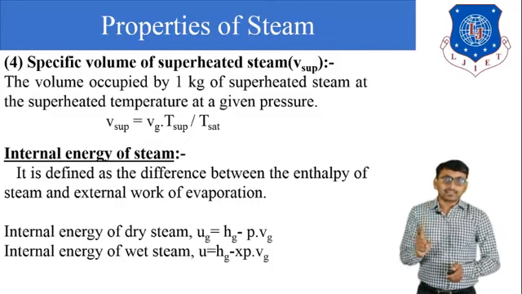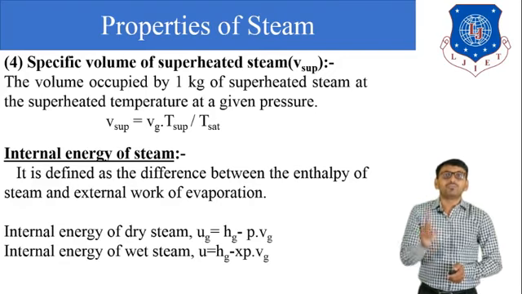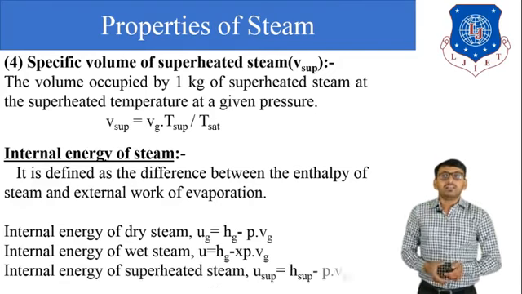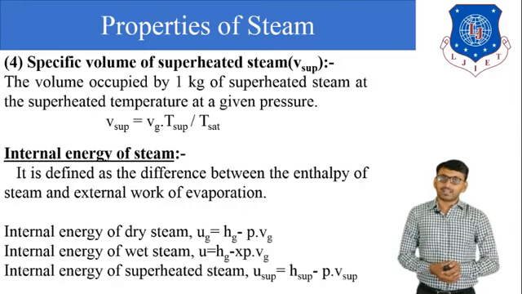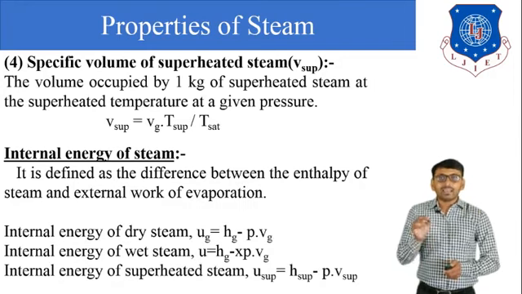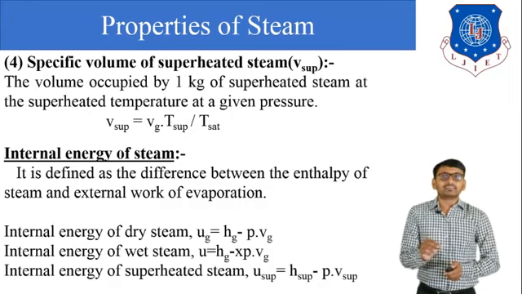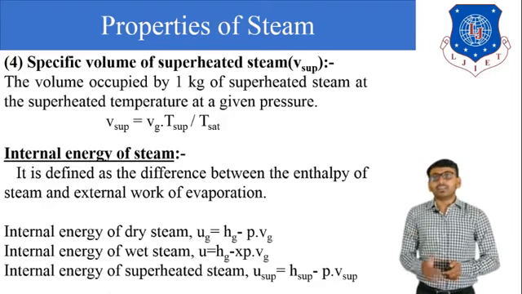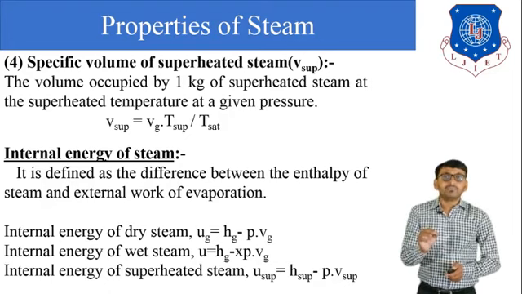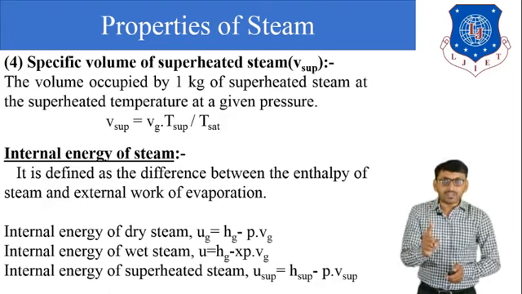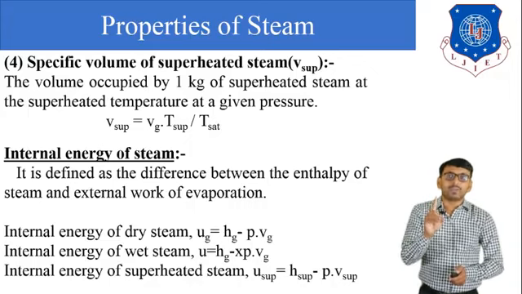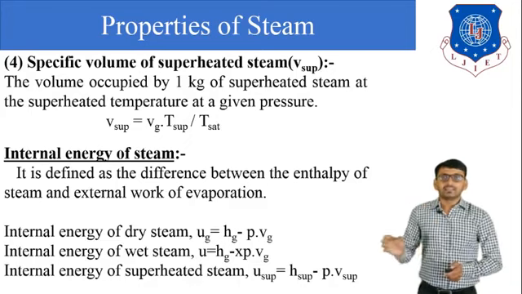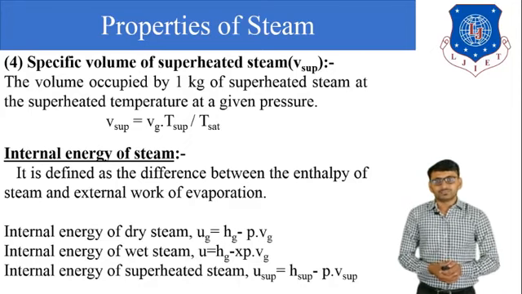What do you mean by X? Dryness fraction of wet steam. Then internal energy of superheated steam, U superheated is equal to H superheated minus P into V superheated. So this is about internal energy of steam. It is the difference between enthalpy and external work of evaporation. And we discussed three types of internal energy.